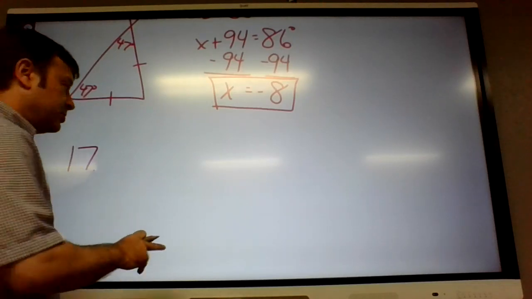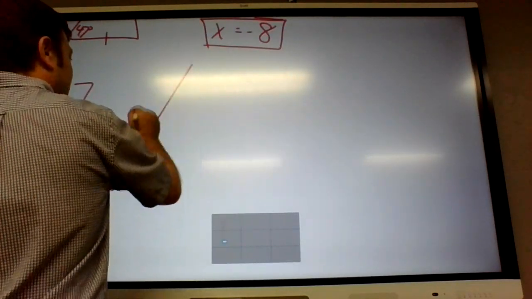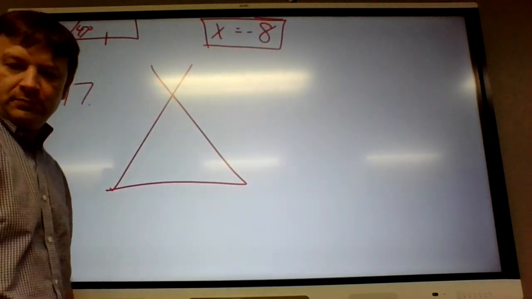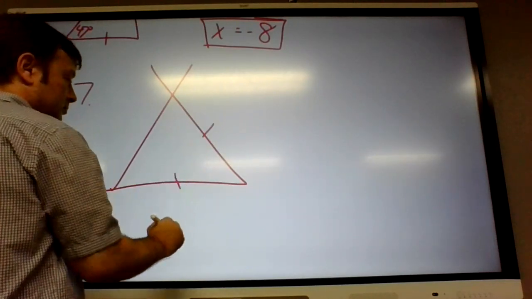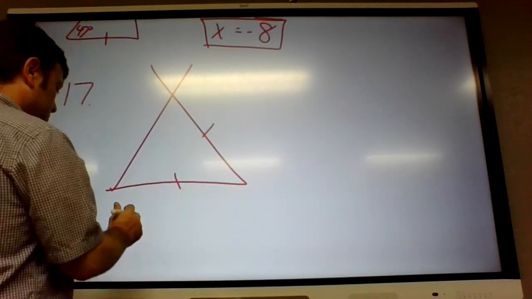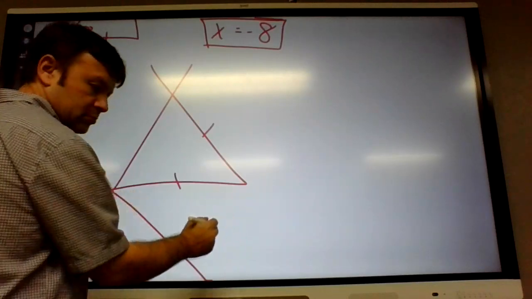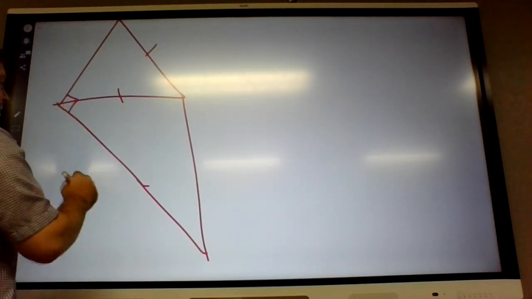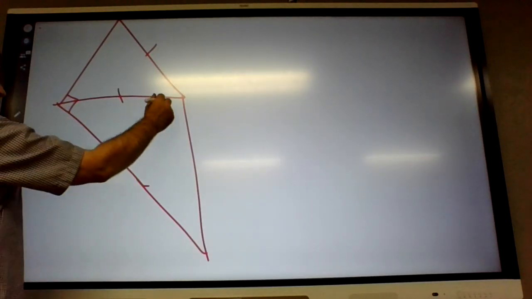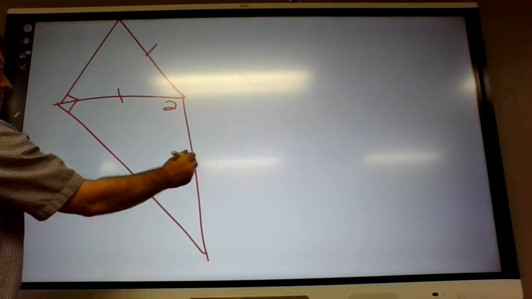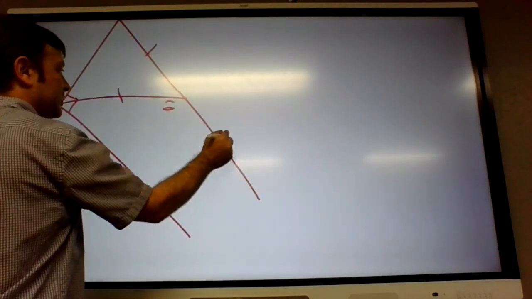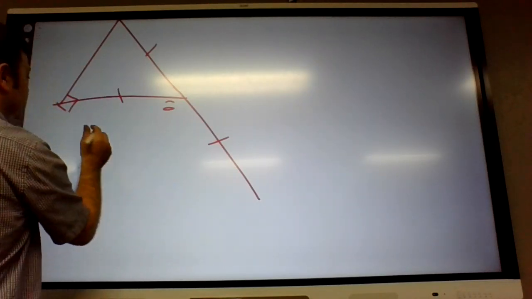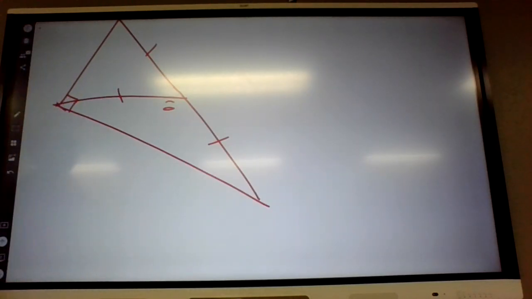Okay, one more drawing. See if I can do it. This goes way out here. This is a 90. This is a... screwed that up pretty bad. Alright, that's close enough.